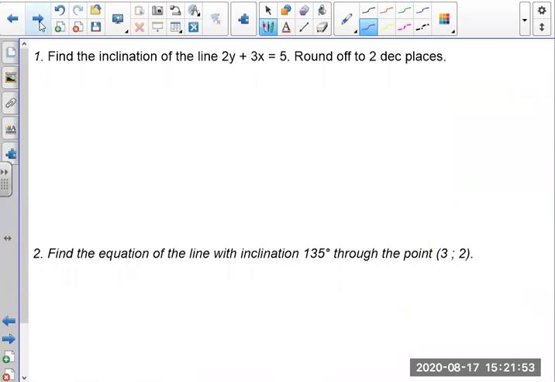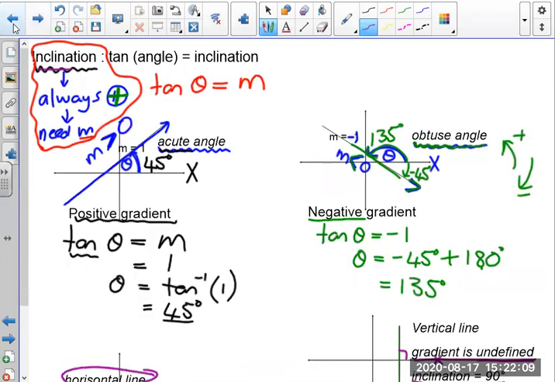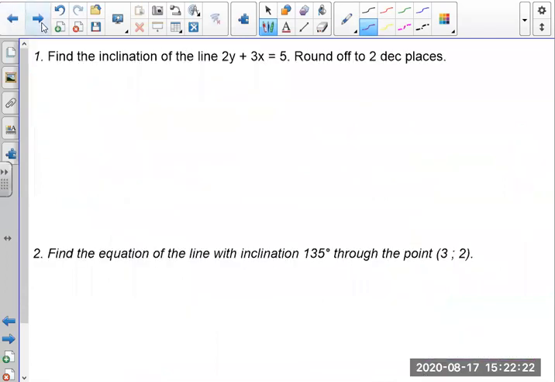How can they ask it to you? The first one they say, find the inclination of the line 2y plus 3x equals 5, round off to 2 decimal places. Now, can you remember what we said is inclination? For inclination, you need the gradient. And then you say shift tan to get the inclination. So first of all, I must find the gradient.